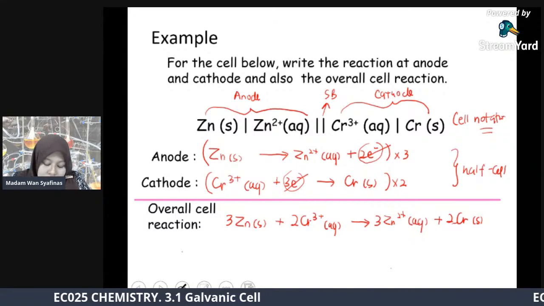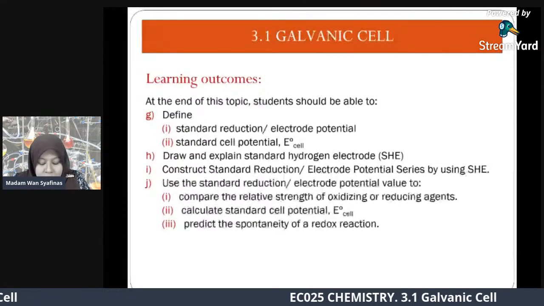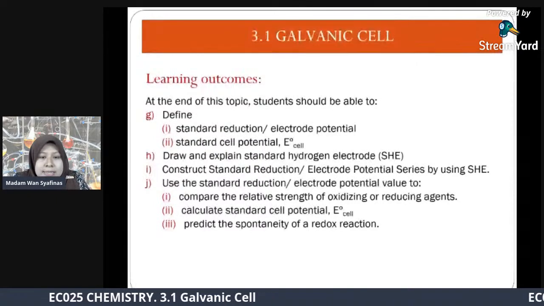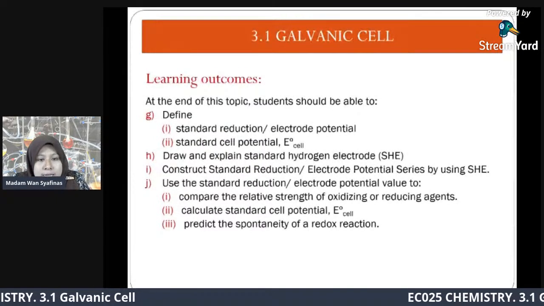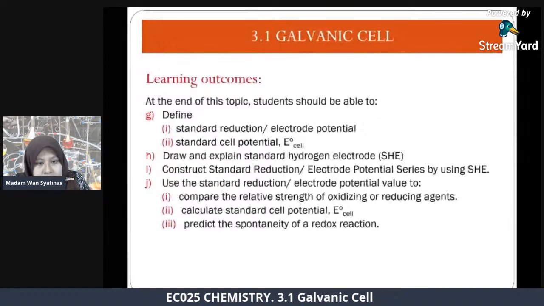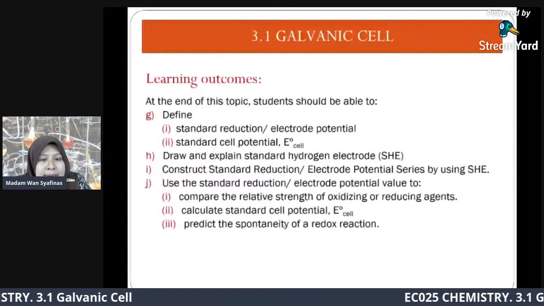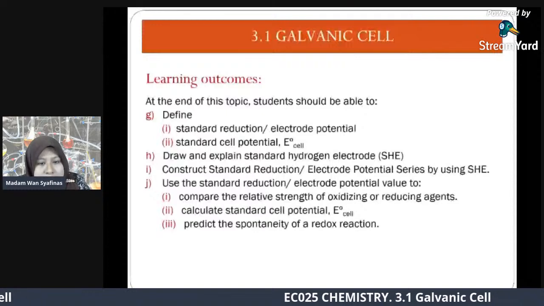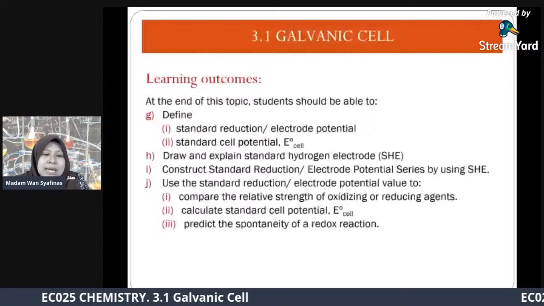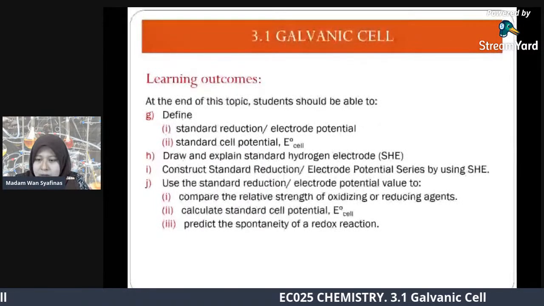For this learning outcome, we will discuss more on the standard hydrogen electrode. Okay, the definition, standard cell potential. We will know how to draw and explain the standard hydrogen electrode, or SHE. Construct the standard reduction or electrode potential series by using SHE, and use standard reduction or electrode potential values, first, to compare the relative strength of oxidizing or reducing agents. The second, to calculate standard cell potential, E0 cell. And the third, to predict the spontaneity of a redox reaction.